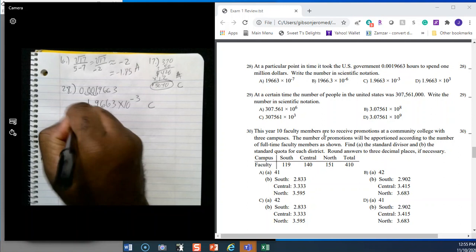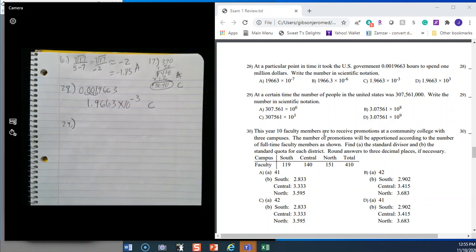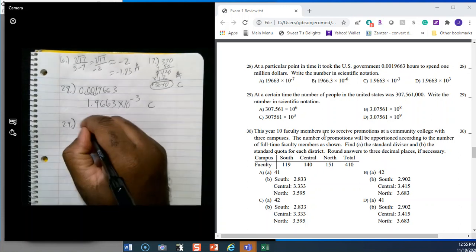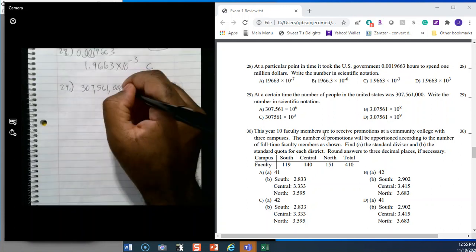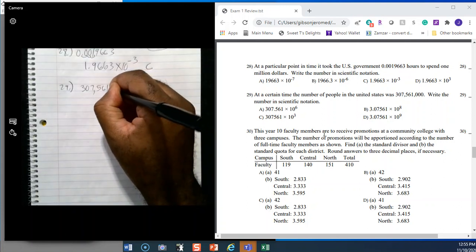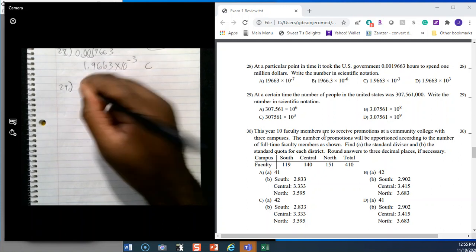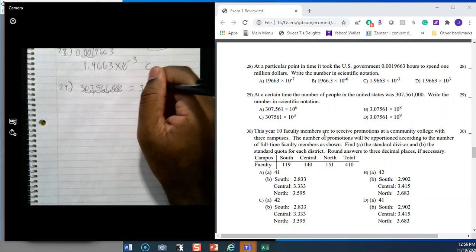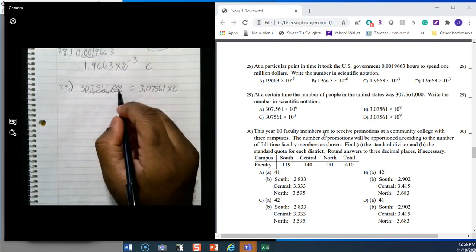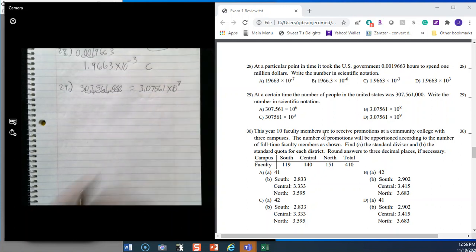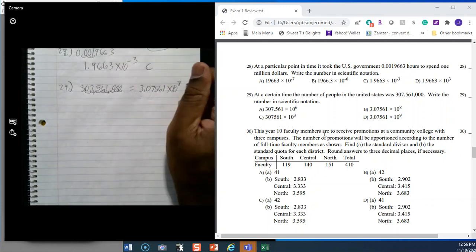All right, problem 29. It says at a certain time, the number of people in the United States was 307,561,000. Write the number in scientific notation. Okay, let me write out this number here. With the decimal here, we'll go 1, 2, 3, 4, 5, 6, 7, 8. We move 8 places to the left, so it'd be 3.07561 times 10 to the 8th power, which would be B.